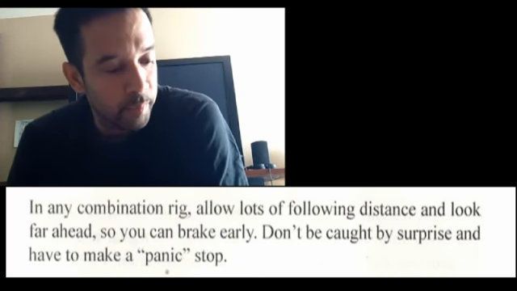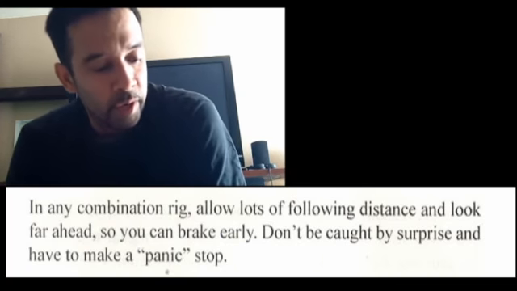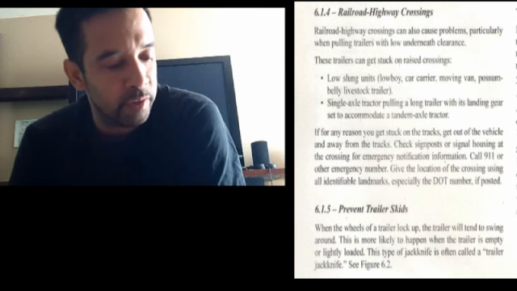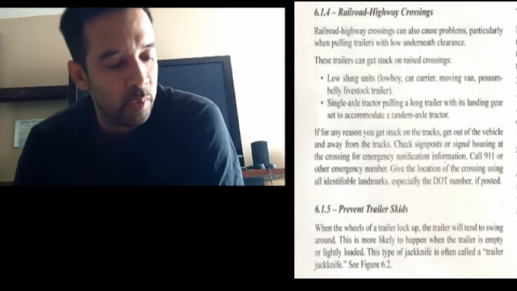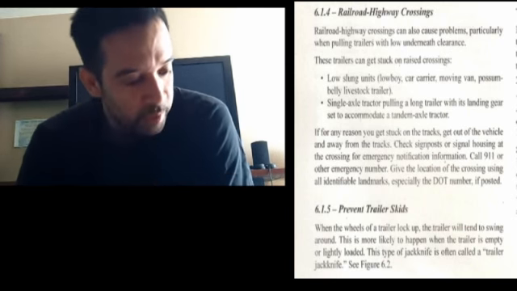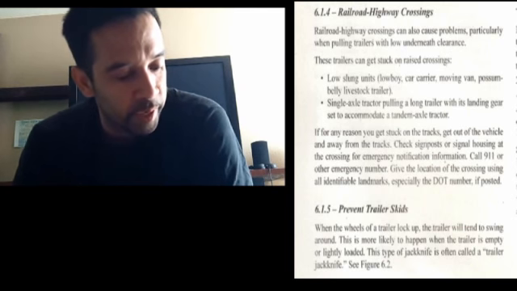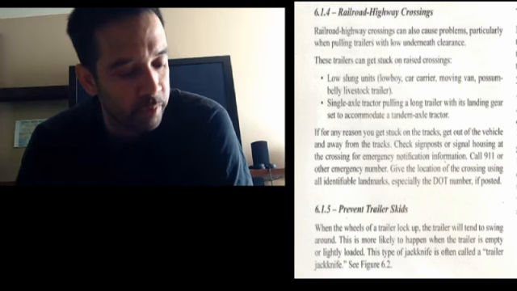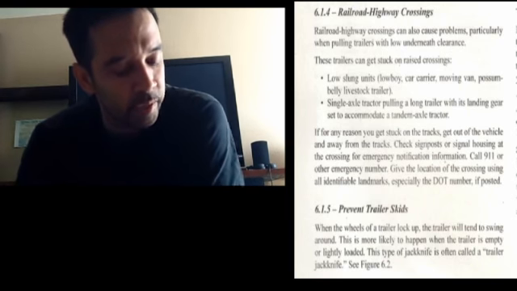Okay, here we go. Here's part 4. Railroad highway crossings. Railroad highway crossings can also cause problems, particularly when pulling trailers with low underneath clearance. These trailers get stuck on raised crossings. Low slung units like lowboy, car carrier, moving van, possum belly livestock trailer.